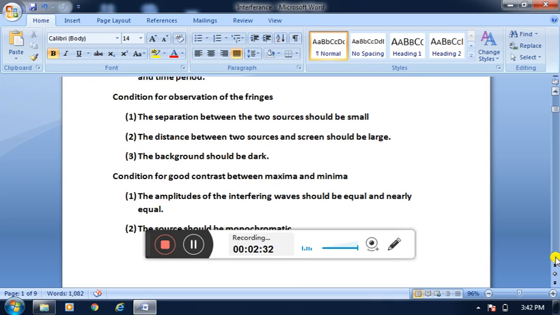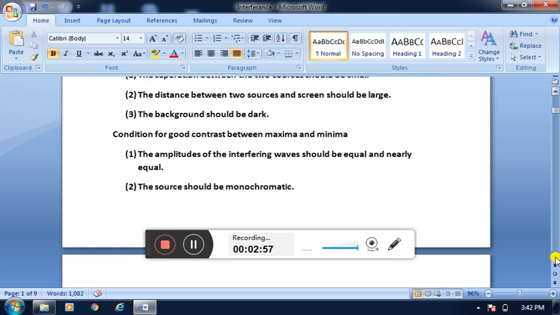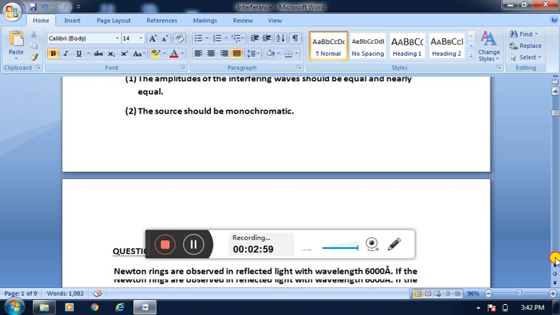Dear students, good contrast between maxima and minima is observed if the source of light is monochromatic and the amplitudes of the interfering waves are equal. Then we get contrasting maxima and minima. This is all about achieving the interference pattern. Dear student, next we are going to solve some numerical problems.